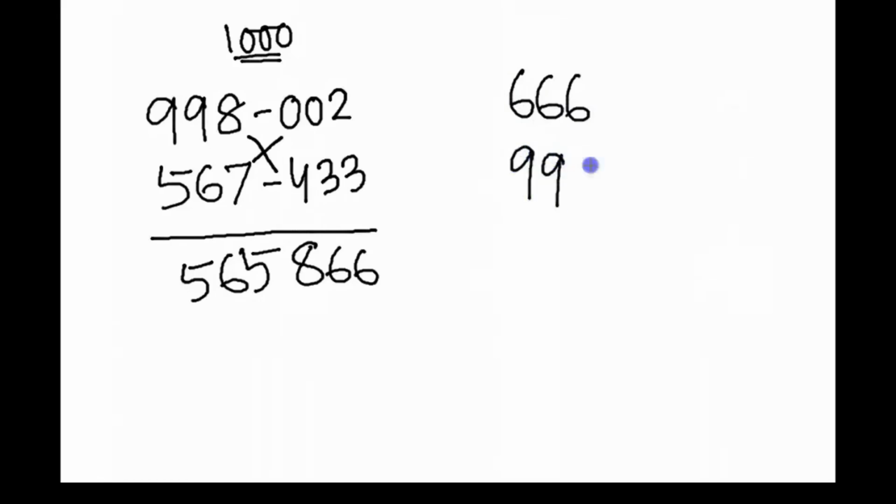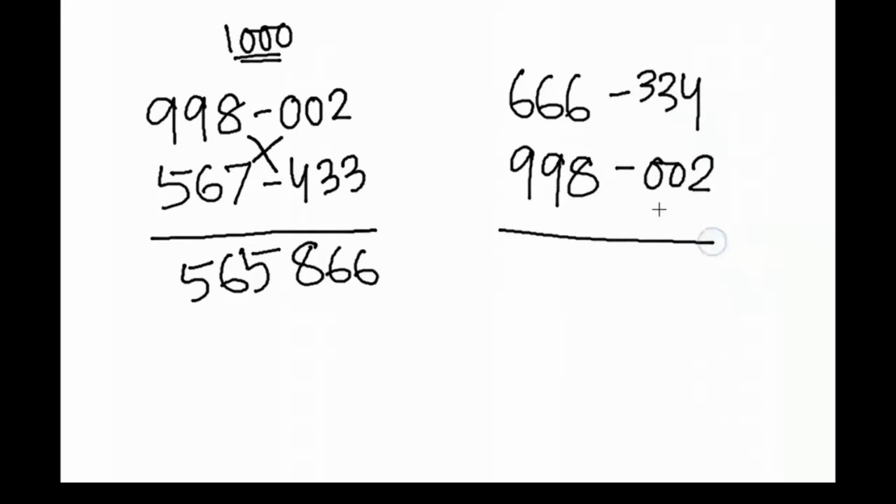Let's take out another example to demonstrate this. We can take up 666 into 998. How less it is: 334 and this is 002. So once you multiply this comes to 668, then 666 minus 2, which gives me 664.